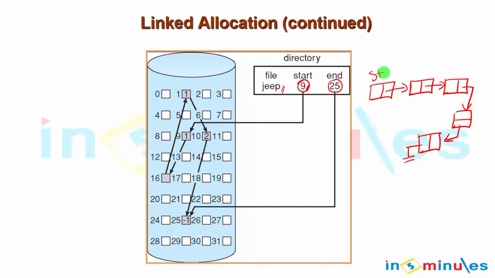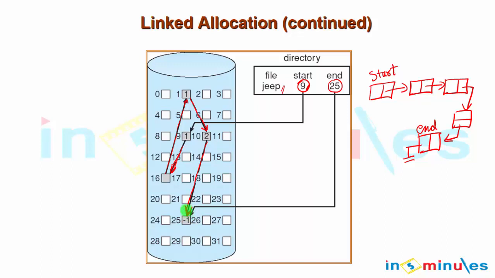We know where we should start and where we should end. As we can see in the current diagram, the jeep file starts at location 9. 9 refers to location 16. 16, after reading, refers to location 1. 1 refers to location 10. 10 refers to location 22. And then location 25, and 25 ends the entire file.